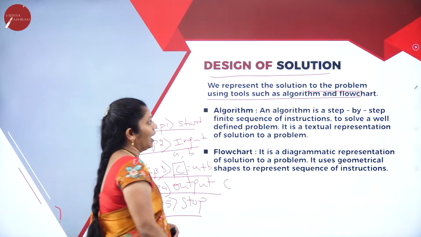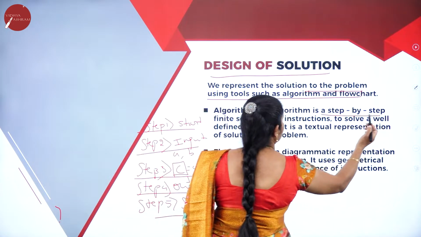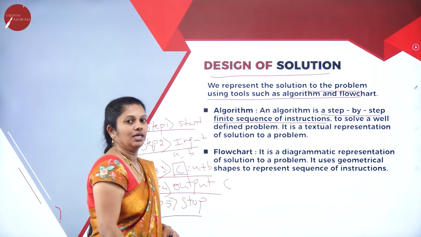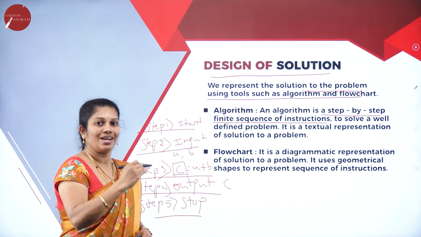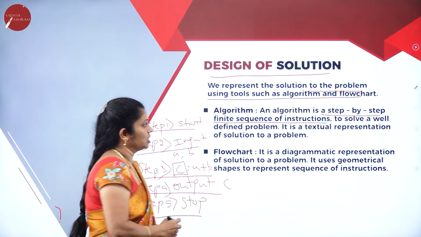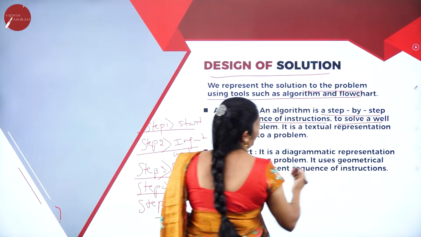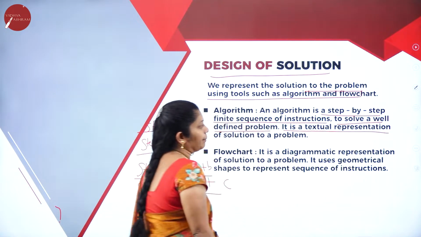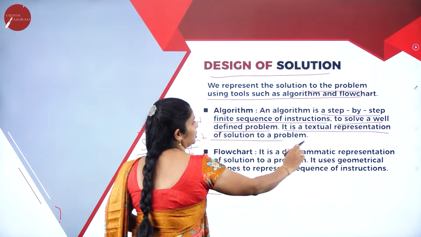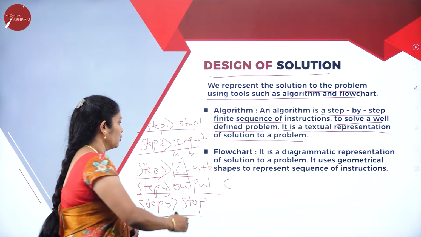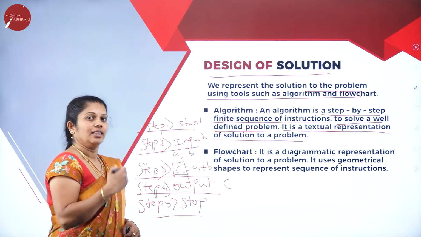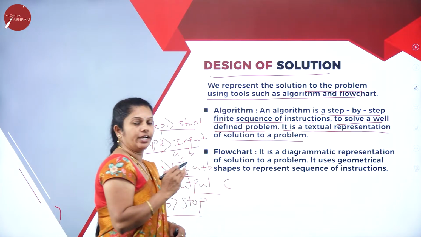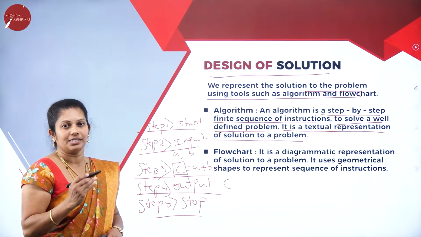It means that an algorithm is a step-by-step finite sequence of instructions. These are the steps you have to perform, a finite sequence of instructions to solve a well-defined problem. It is a textual representation of a solution to a problem. In the format of text, we are writing here. That is about algorithm. But when we come to flowchart, already I told you it is a pictorial representation.